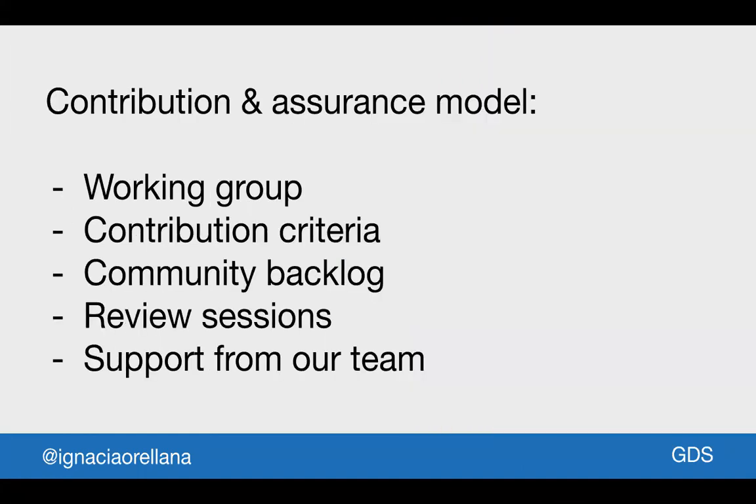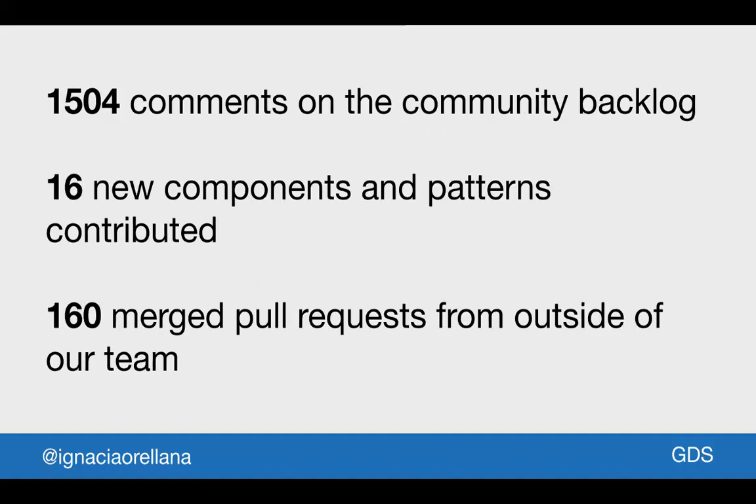So in summary, this is what our contribution and assurance model looks like today, with a working group, the contribution criteria, the community backlog, the review sessions, and the support we provide as a team. Since we've launched, we've published 16 new or improved components and patterns. 13 of these have been contributions from outside the team. They include our tabs, accordions, character count components, and error message templates for common questions.